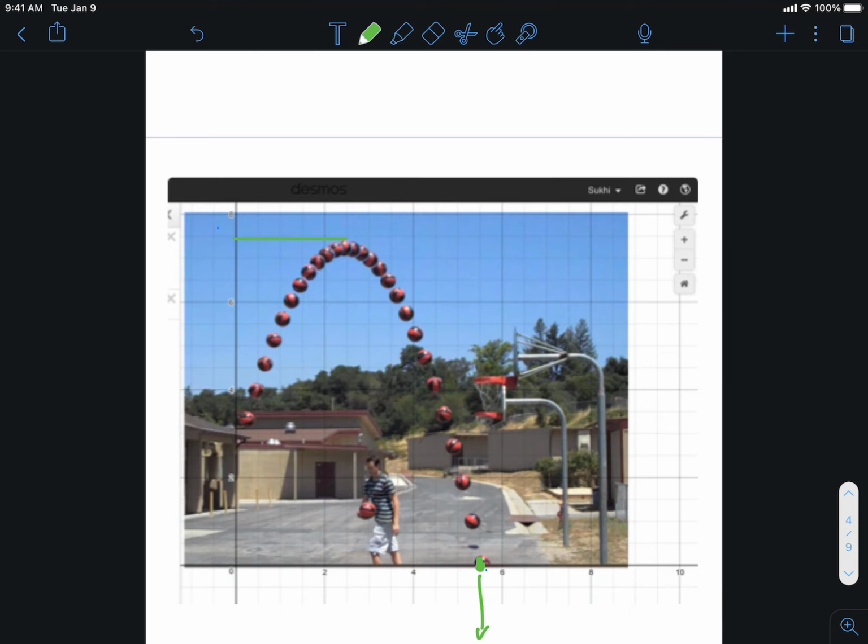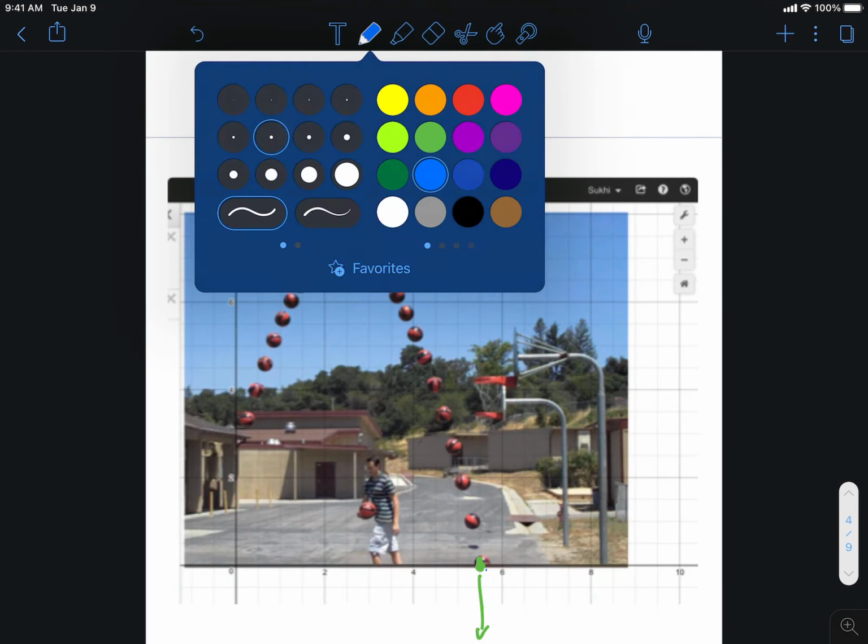Maybe not the best color to be using, but right. So it maybe reached the maximum height of 7.5 meters, we'll call it. Okay. How long did it take to reach its maximum height? That could be another question. How long did it take?